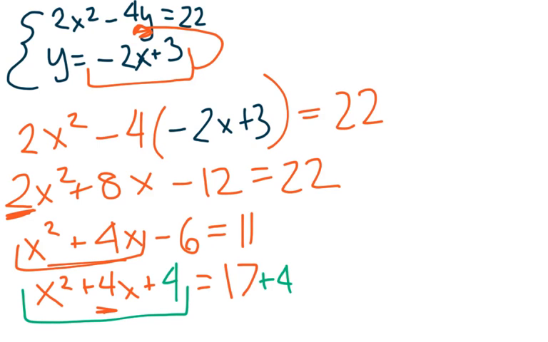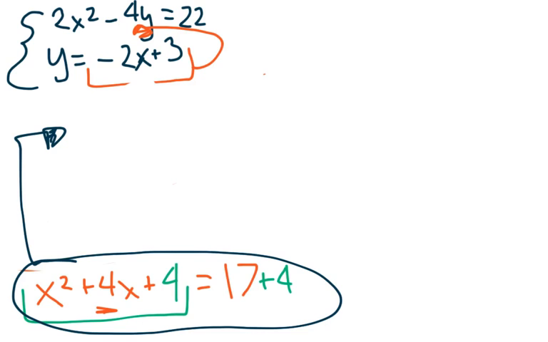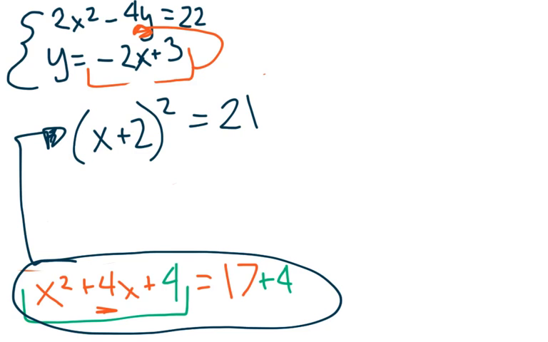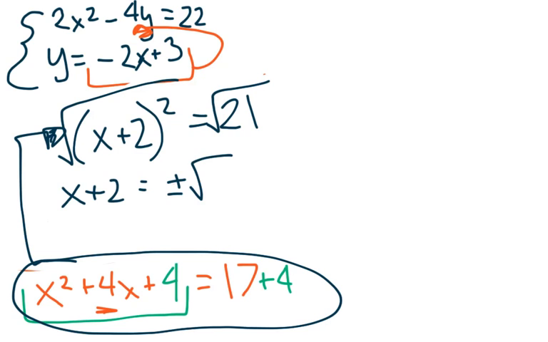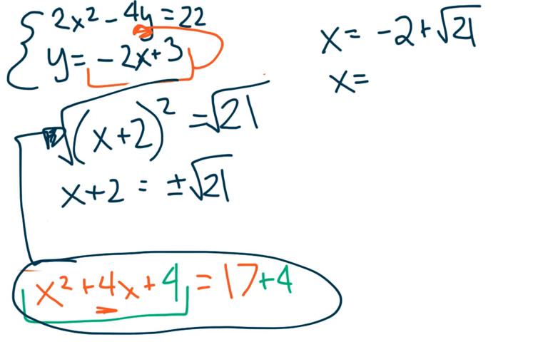That gives me a perfect square trinomial over here. And I'm going to factor that out to give me x plus 2 squared equals 17 plus 4 is 21. Now I can take the square root of both sides. So I'm left with x plus 2 equals plus or minus root 21. So my possible x values are x might equal, at my solution point, negative 2 plus root 21, or x might equal negative 2 minus root 21.